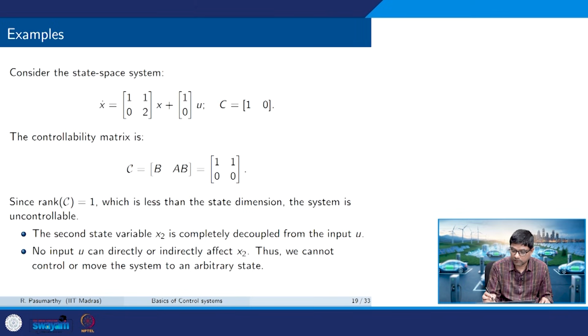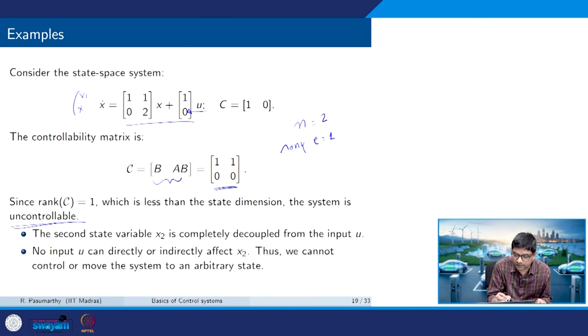I have x dot of this form. I compute the controllability matrix B, AB. The rank of this is 1, which is less than the state dimension. So, n equal to 2, rank of C equal to 1, and therefore the system is not controllable. We can also see from here, if I write x1 dot, x2 dot, that U does not have any effect on the second variable. If I write down the equations individually, x2 dot evolves only as 2 times x2. There is no U here.